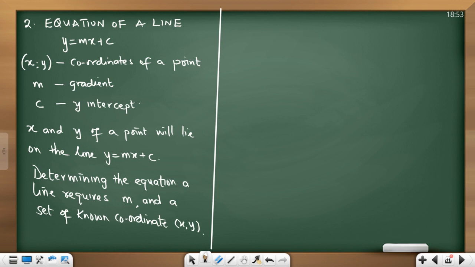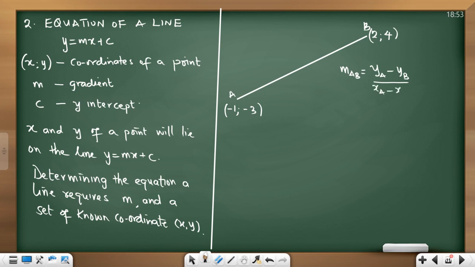Okay, let's quickly have a very fast example. Just going to create a line there and say this is (-1, -3), and then we have (2, 4). We want to find the equation of the line AB. Your first duty is to get your gradient. So mAB is, remember, yA minus yB over xA minus xB. Now, what is the y value of A? Negative 3. What is the y value of B? Positive 4. The x value of A would be negative 1.